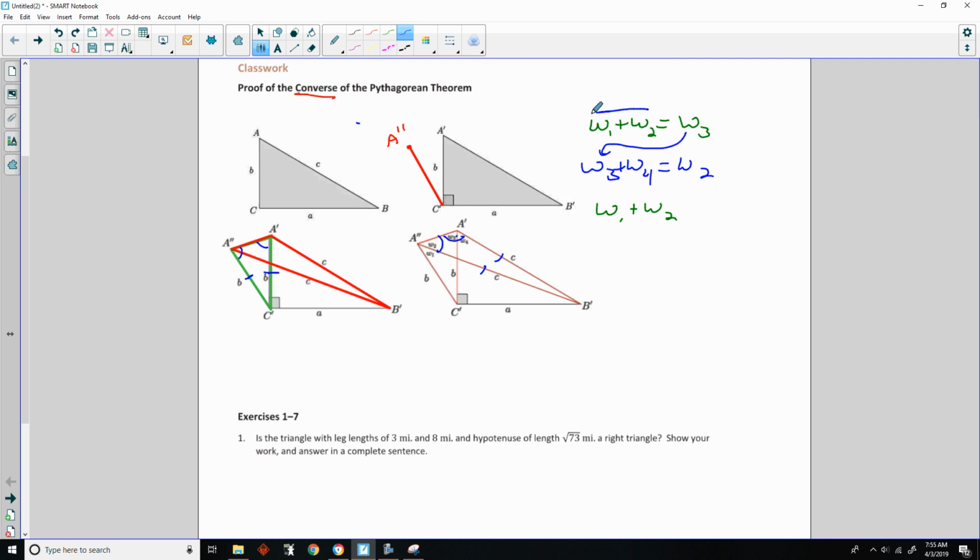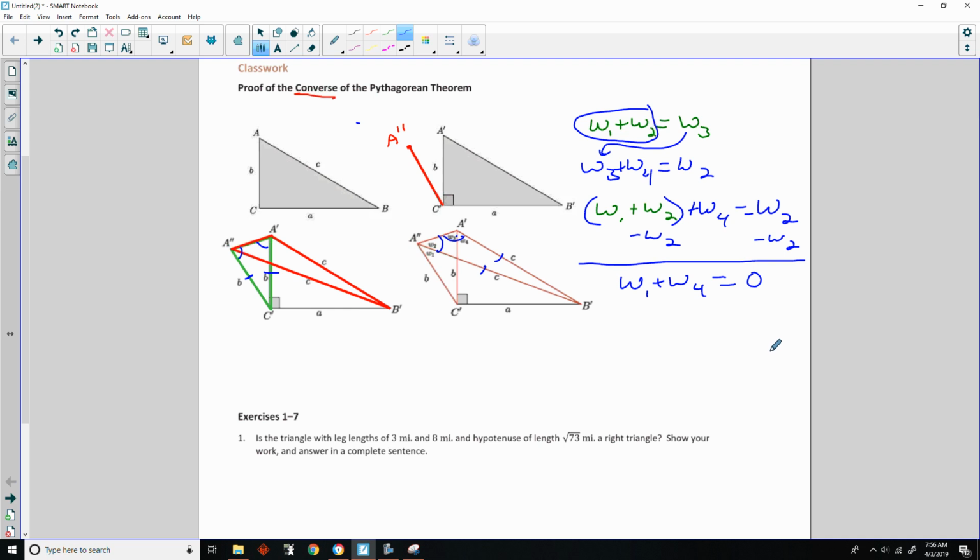Okay, replacing W sub 3 because they're equal. W sub 3 is this. So therefore I replace W sub 3 with them. And we have W sub 3, which is this right here, plus W sub 4. Ay caramba. Equals W sub 2. Okay? And if I simplify this, and I subtract W sub 2 from both sides, then I get W sub 1 plus W sub 4 equals W sub 2 minus itself, or 0.